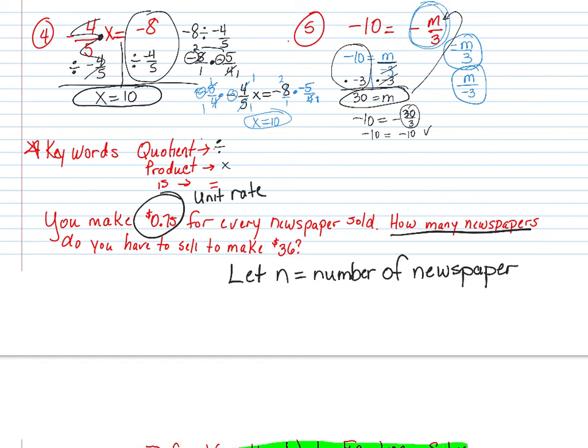So Caden was saying if I sold 4 papers, I would take 75 cents times 4, right? What would I do if I sold 8? 75 cents times 8. What if I sell n number of newspapers? What would I do? 75 times n. 75 cents times n. How much do I want to make? Which means I want that to equal $36.